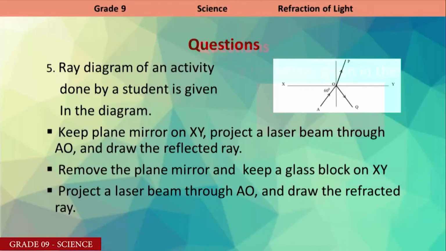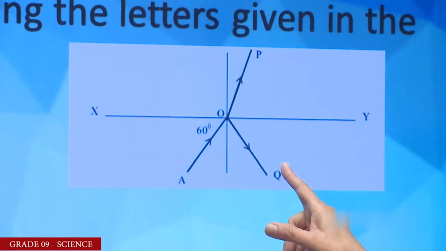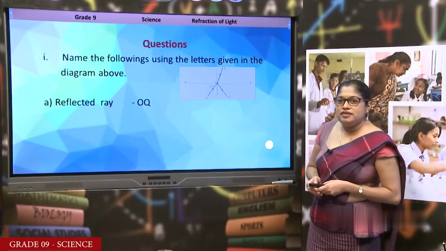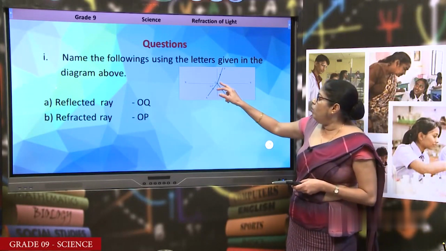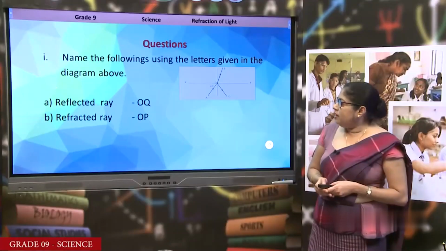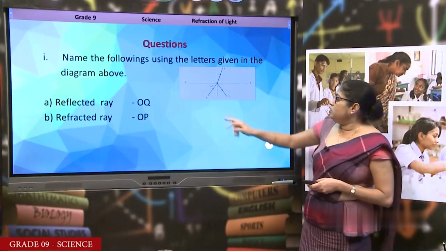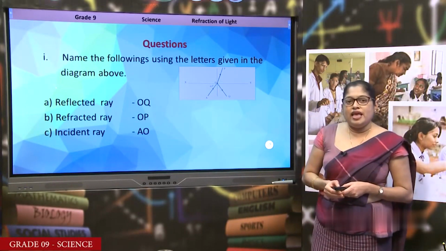So, what you have to do is, by looking at the picture, you have to find the reflected ray first. The reflected ray here is OQ, and then you have to find the refracted ray. The refracted ray is OP, and then you have to find the incident ray. So, this is the incident ray. Incident ray here is AO.